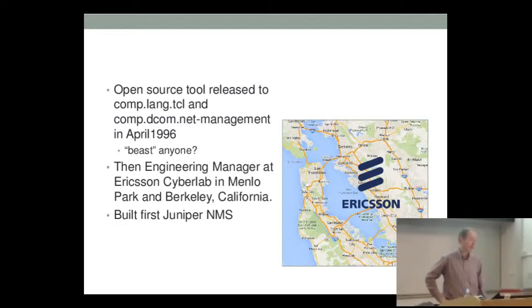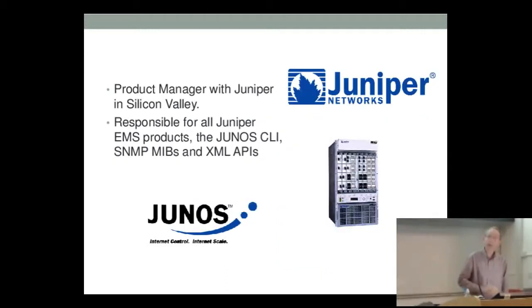Good acronym, anyway. And after that, I moved over to the Bay Area, where I was working in the labs with Ericsson, who had invested in another dot-com startup, Juniper. And we wrote a network management system, which I think was the first one for Juniper back in 2000. But a lot of the people that we worked with at Juniper at that time had their IPO and became very, very wealthy. So I jumped ship and went to Juniper.